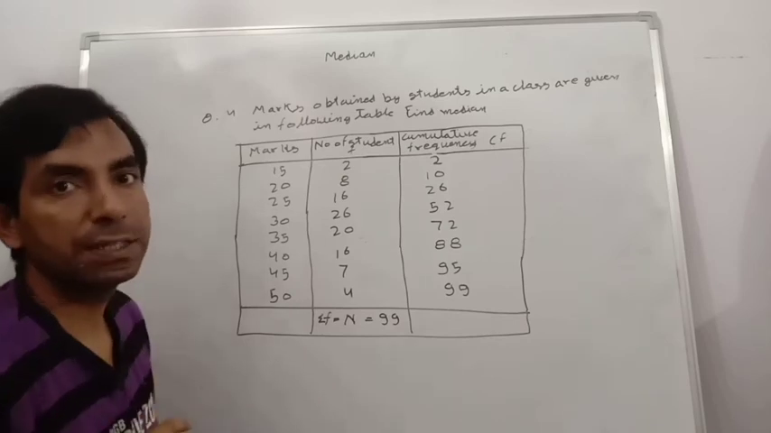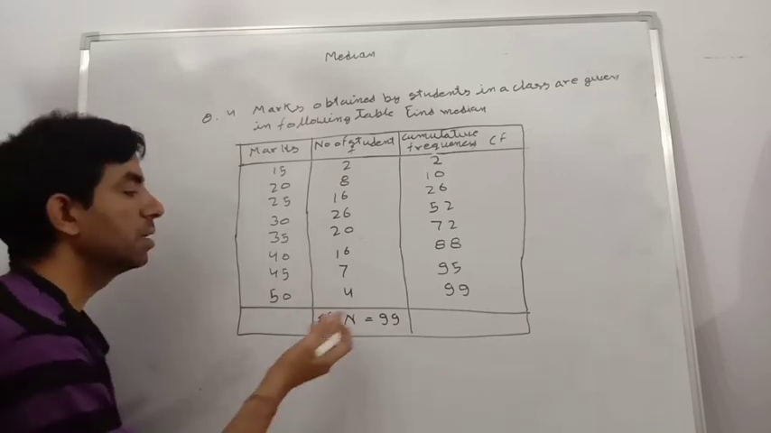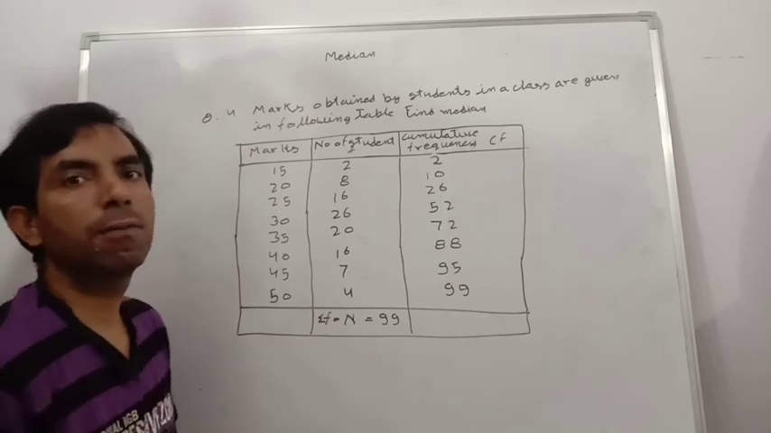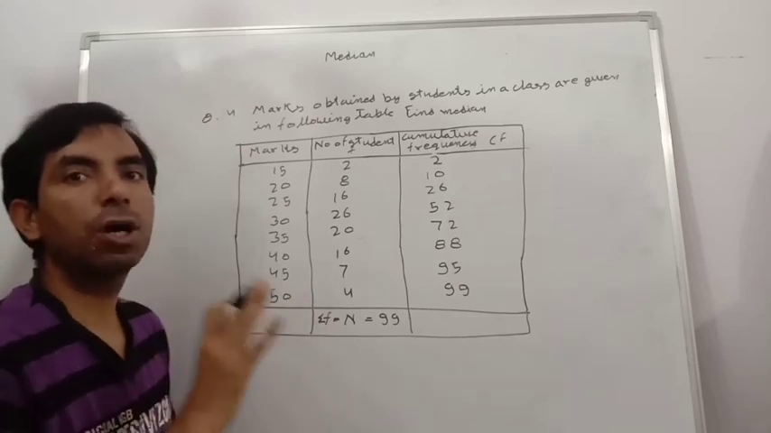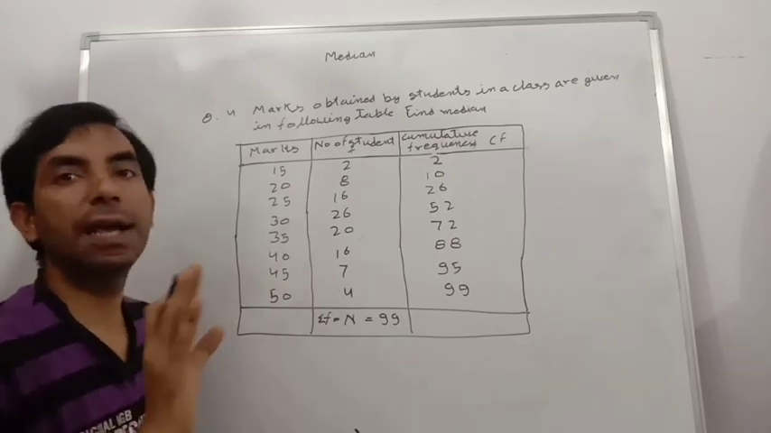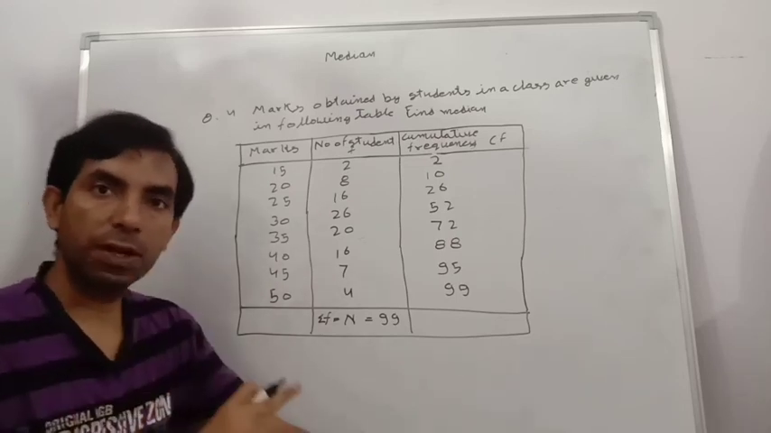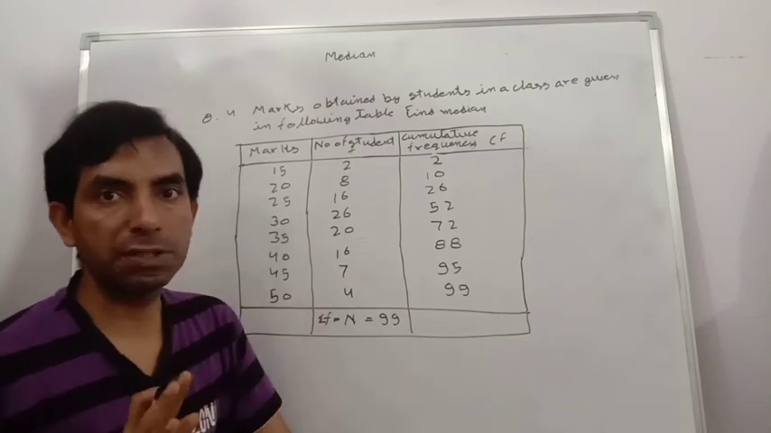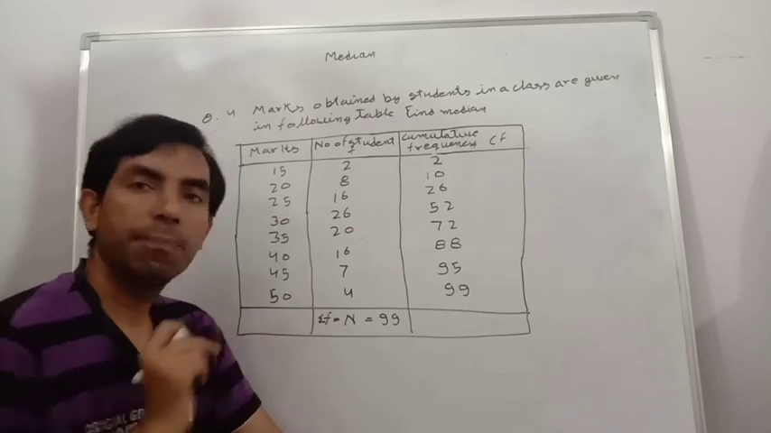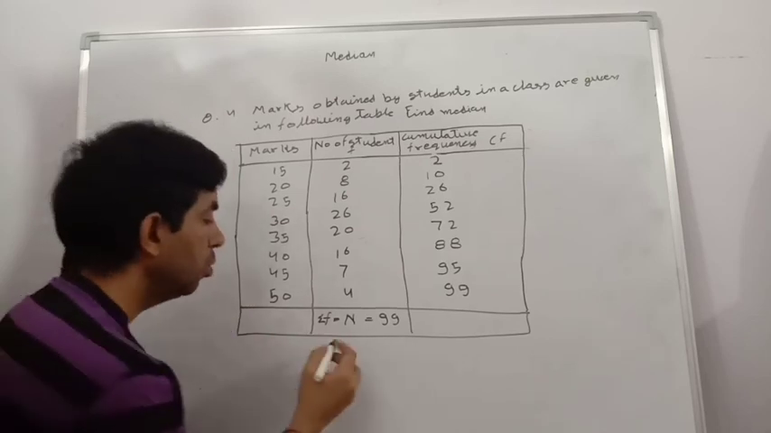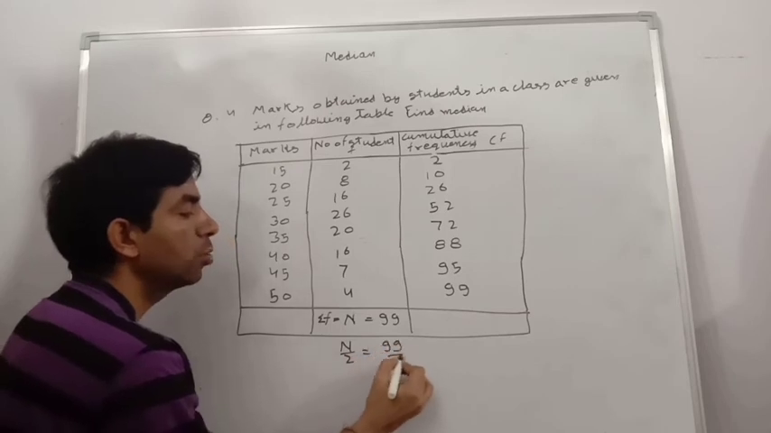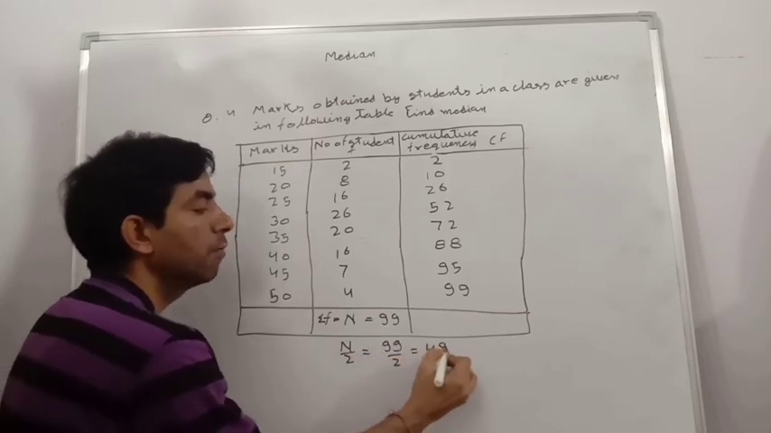Now we have to find the median. But here some students think about odd and even. In a frequency distribution table, odd and even does not work. Always find n upon 2, whether it is a grouped or ungrouped frequency distribution table. Every time, first write the n upon 2 value. So n upon 2 means 99 upon 2 is 49.5.